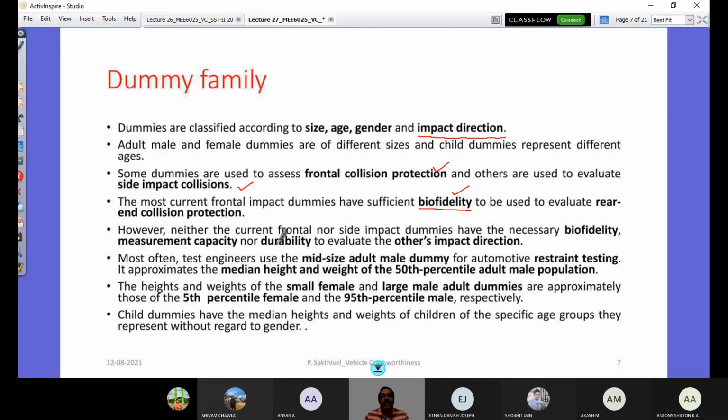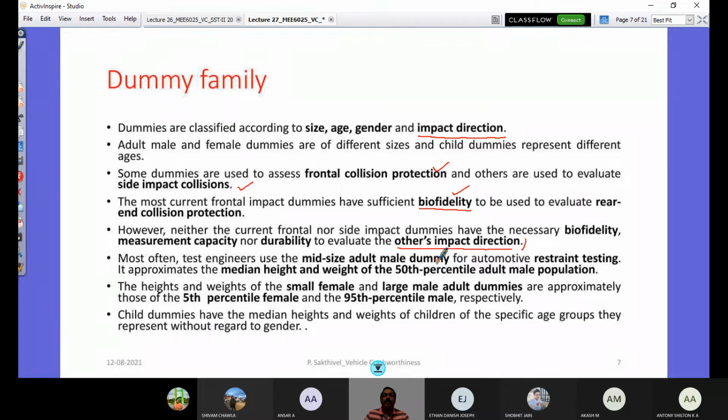However, neither the current frontal nor the side impact dummies have the necessary biofidelity, measurement capacity, or durability to evaluate other impact directions. That means there is scope for the development of dummies other than these two configurations. So the dummies existing today are better for two testing configurations. One is the frontal collision protection assessment configuration.